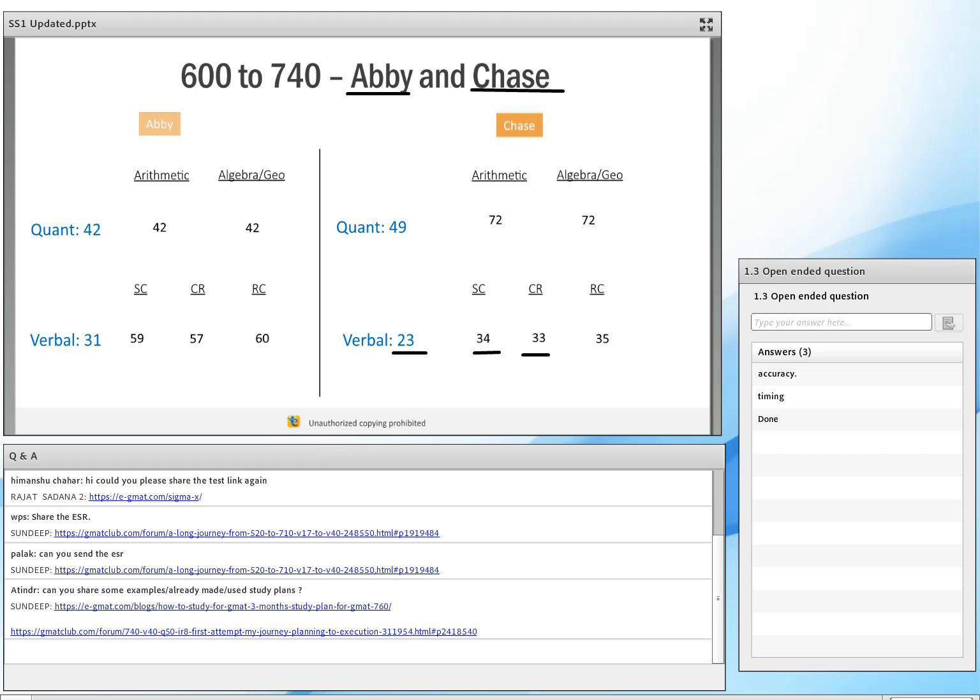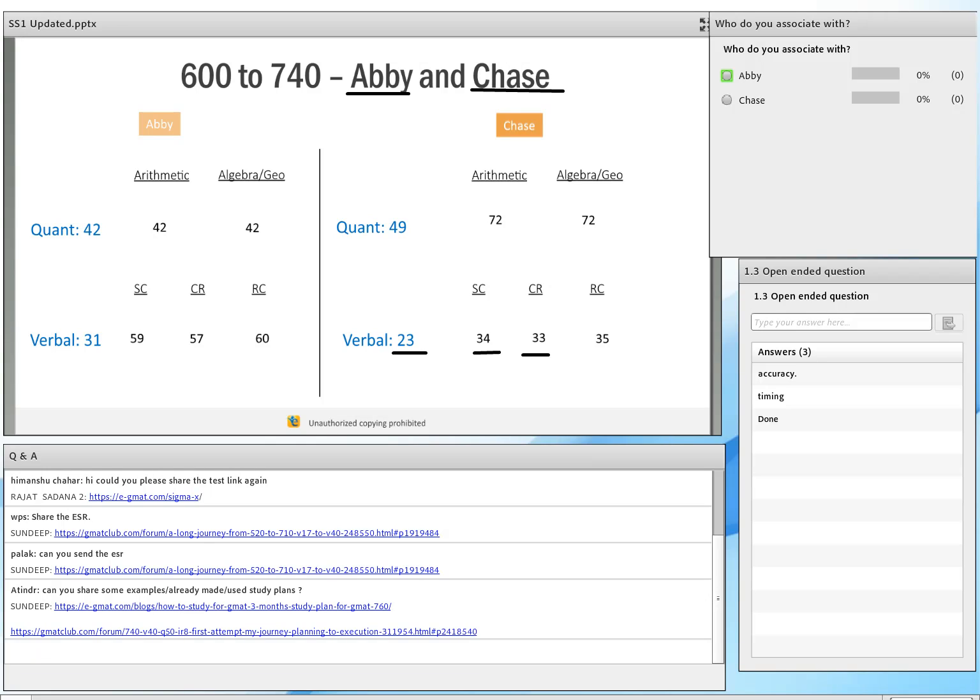Now, before we go forward, who do you associate more with? Is it Abby? Is it Chase? Let's see how many people here associate with Abby. And Abby is someone who's stronger in verbal than in quant, and Chase is someone who's stronger in quant than in verbal.